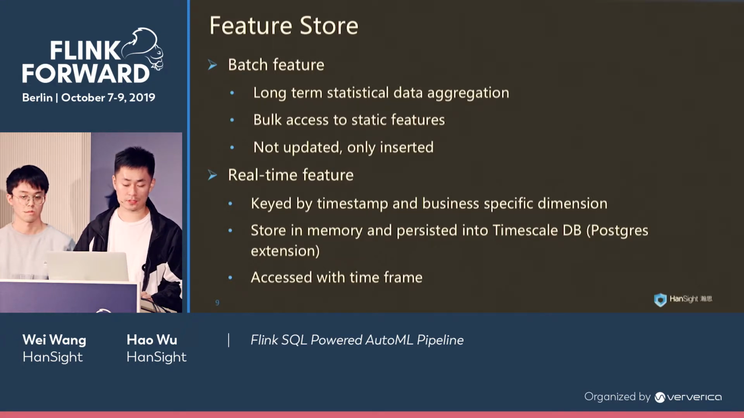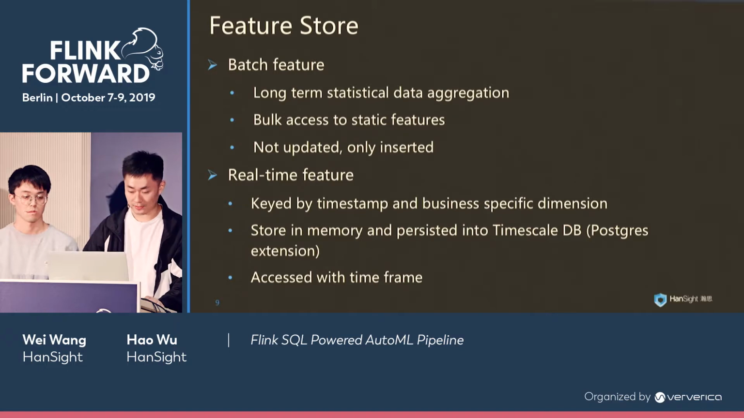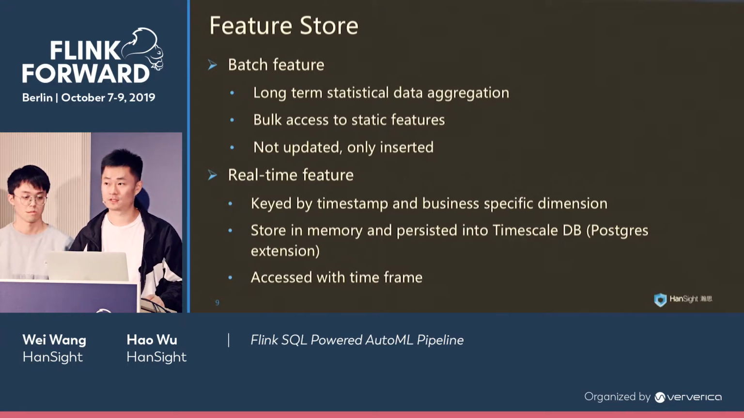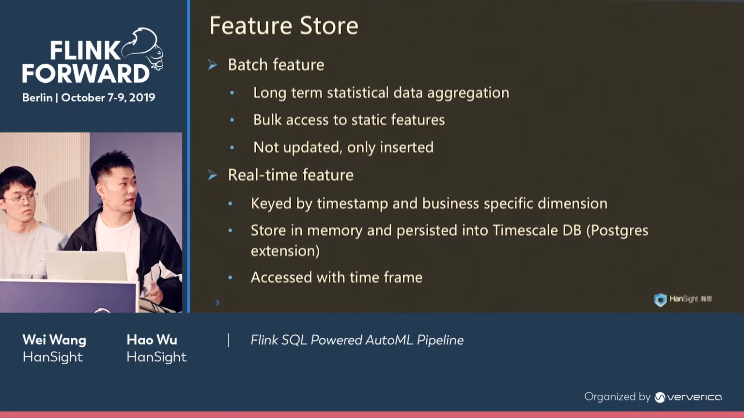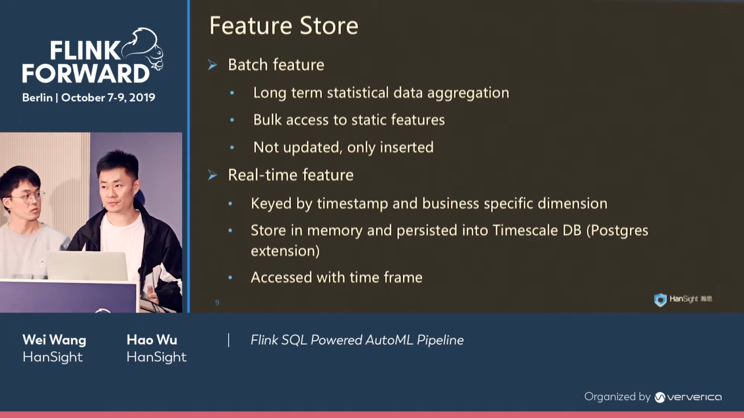For real-time features, like the one I said for the transportation apps, what you need to do is key those features by timestamps, because time is the key thing here, because it's real time. And then you need to find a business-specific dimension. For example, it could be the device ID, the user ID, the IP address, or even geolocations. So that's the dimension.